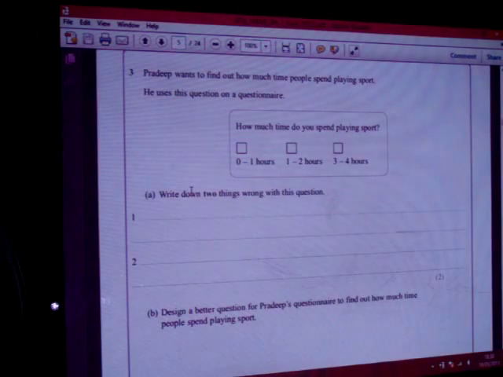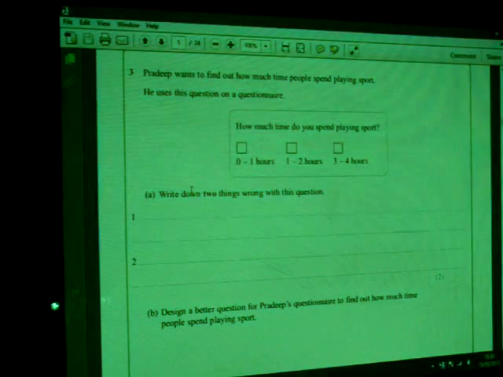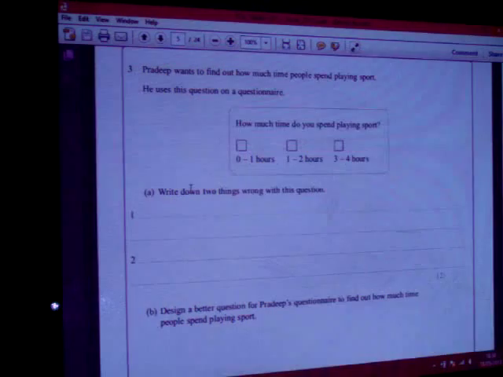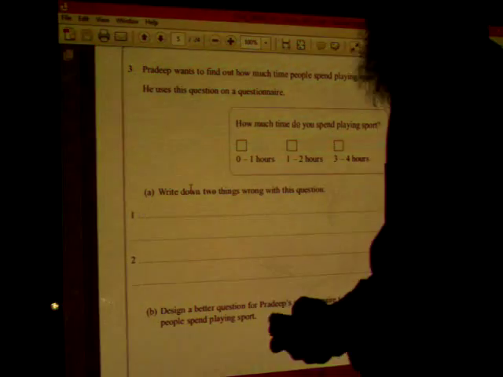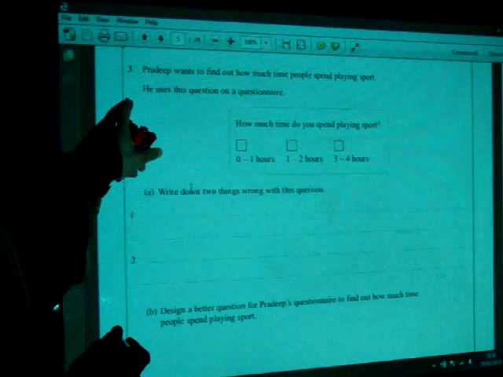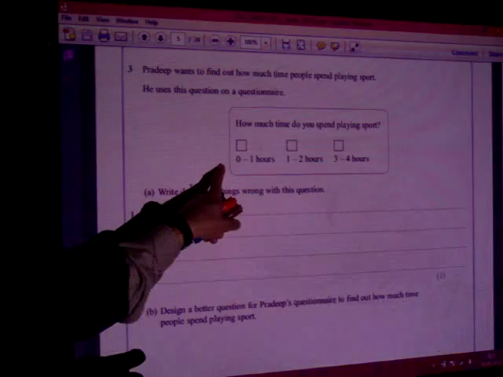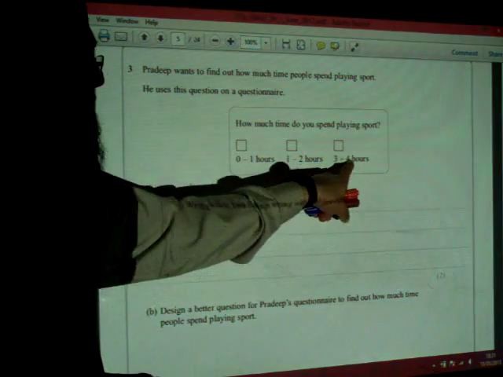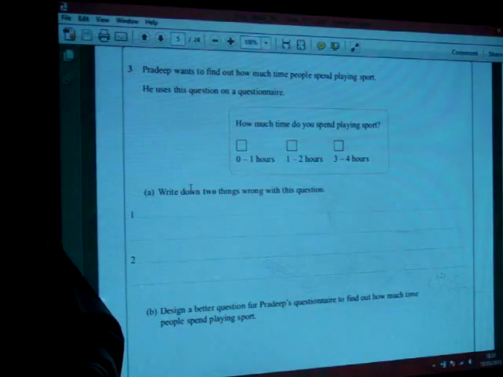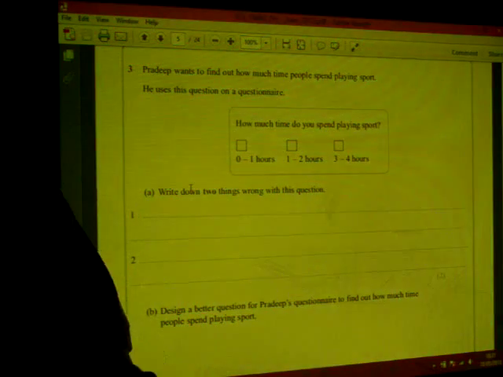It says that Pradeep wants to find out how much time people spend playing sport. He uses this question on a questionnaire. How much time do you spend playing sport? 0 to 1 hours, 1 to 2 hours, 3 to 4 hours. Write down 2 things wrong with this question. We can spot 3 things wrong with this question. For the sake of the students, we'll write 3 down, 1 in brackets.